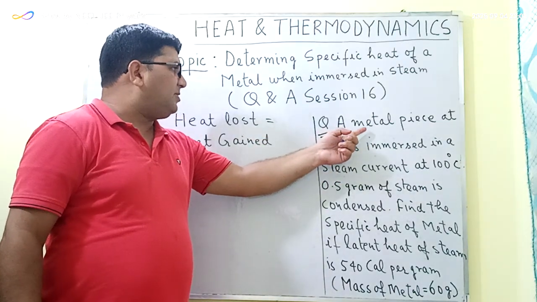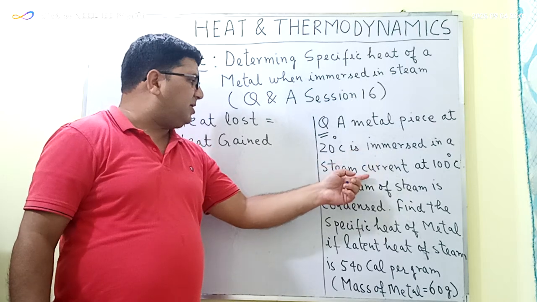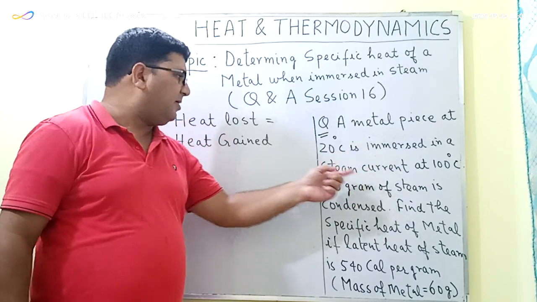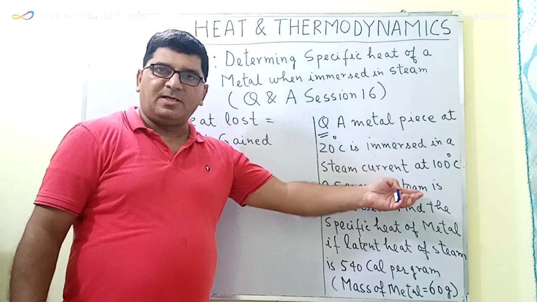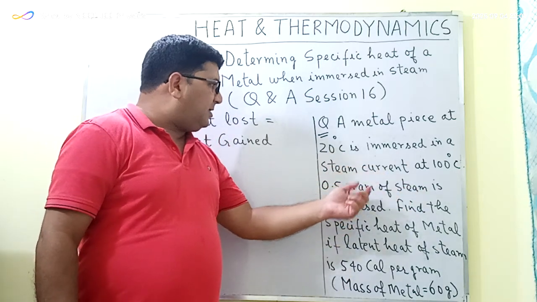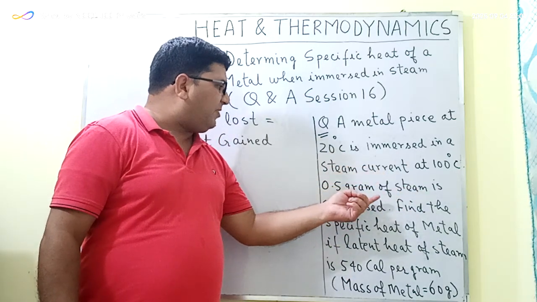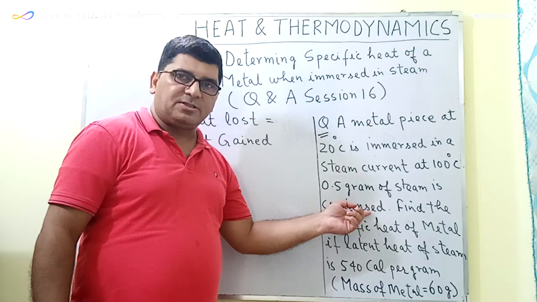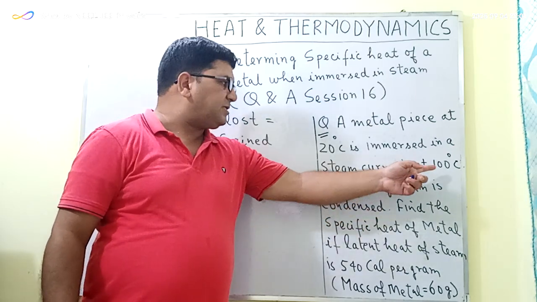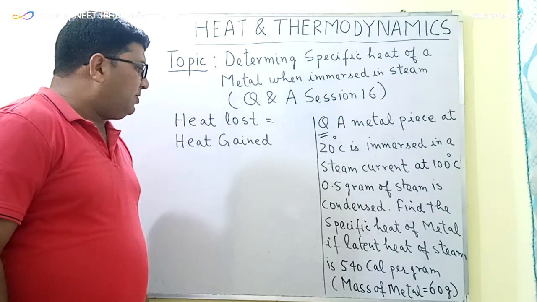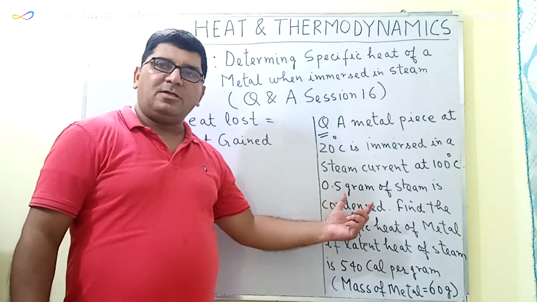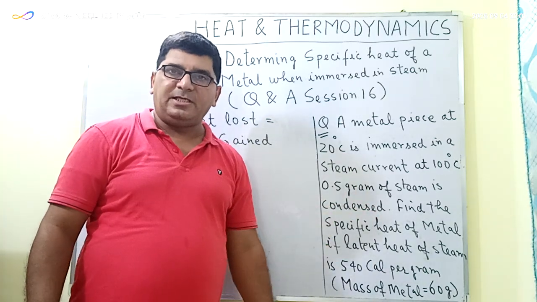So here, when the metal piece is immersed in this steam at 100 degrees centigrade, then its temperature will rise from 20 degrees centigrade to 100 degrees centigrade. And in the process here, the 0.5 gram of steam has got condensed. Now condensation will take place at the same temperature, that is at 100 degrees centigrade. And during the process of condensation, the steam will release the latent heat.